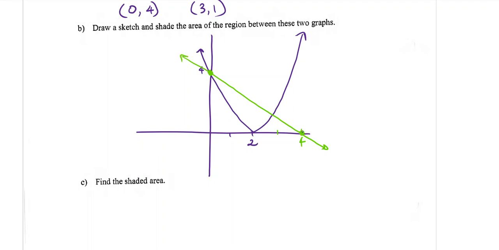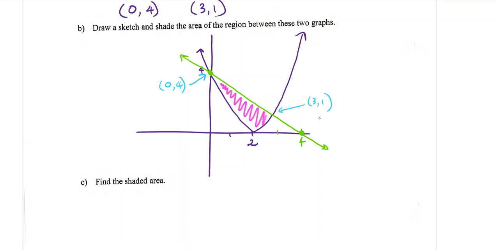There is my line. The area that I'm after is the section between the two of them. I have already found the points of intersection, that's what we did in part A. This point of intersection is the 0, 4, and this point of intersection is the 3, 1, and they look pretty accurate on my graph, which is good. Happy days.